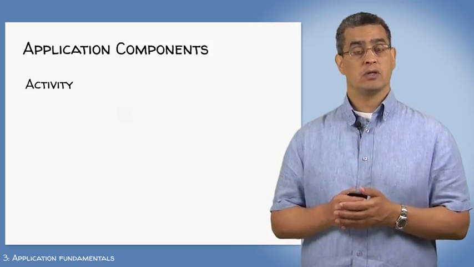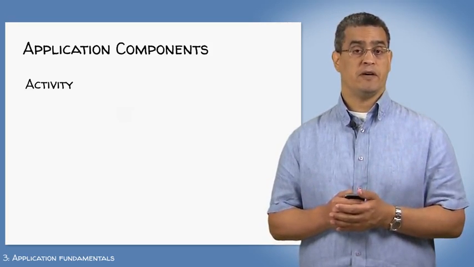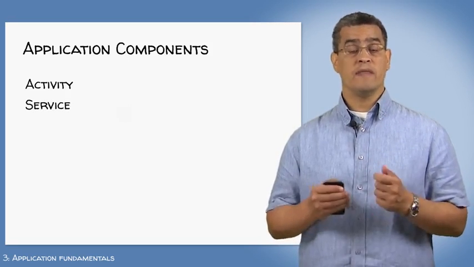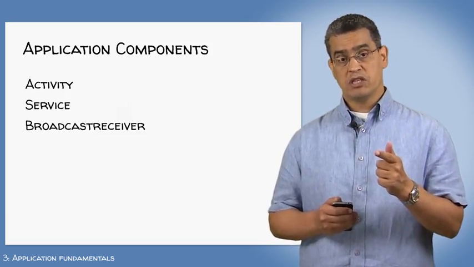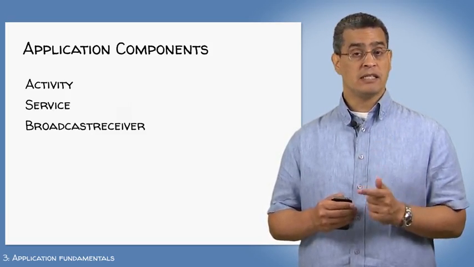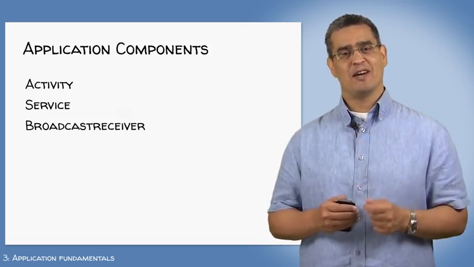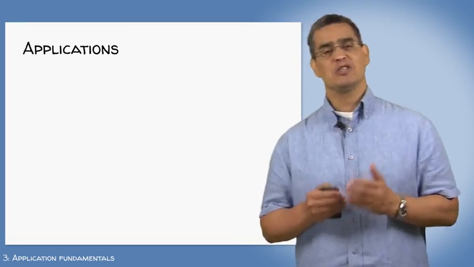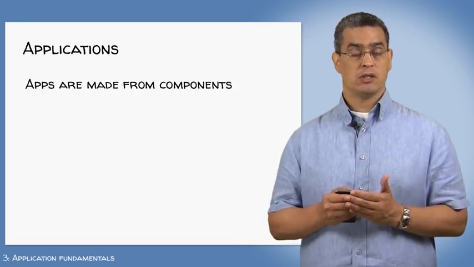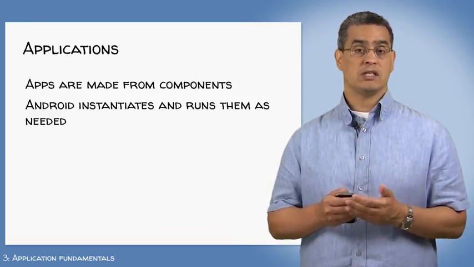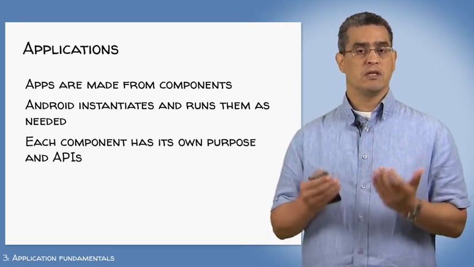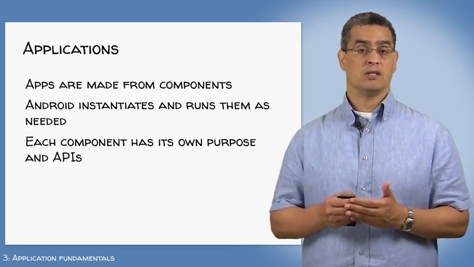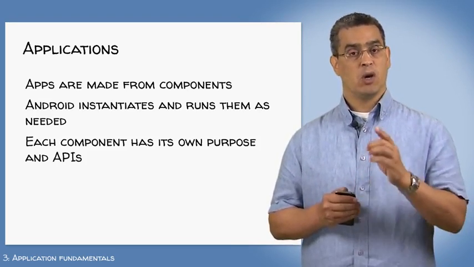The remaining 3 components work behind the scenes, so they don't have user interfaces. These components include services for supporting long-running or in-the-background operations, broadcast receivers that listen for and respond to events that happen on a device, and content providers, which allow multiple applications to store and share data. Applications are typically created from multiple collaborating components, which Android starts up and runs as necessary. Each of these components serves a different purpose in the Android ecosystem, and therefore has its own entry point and its own APIs. Let's take a look at each of these components one at a time.